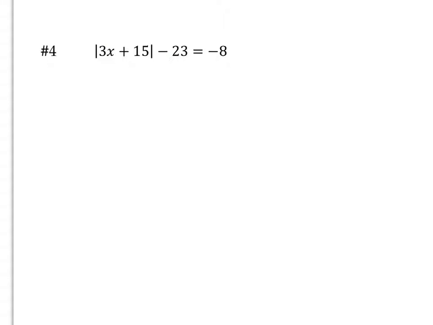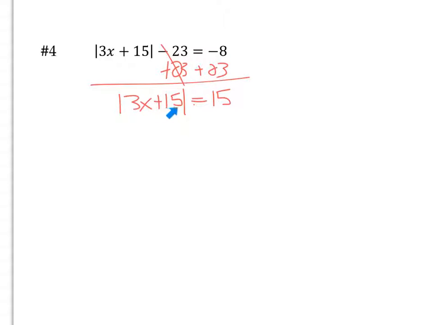This one has solutions. So again, you should try this one. This will be a good chance to see if you're on the right track with what we're doing here. All right, so if I add 23 to both sides, I'll have absolute value of 3x plus 15 equals 15. And now I've got my absolute value expression by itself. Remember that we want to get this absolute value expression by itself. There's nothing outside of it, adding, subtracting, multiplying.